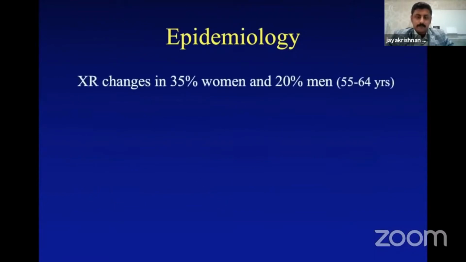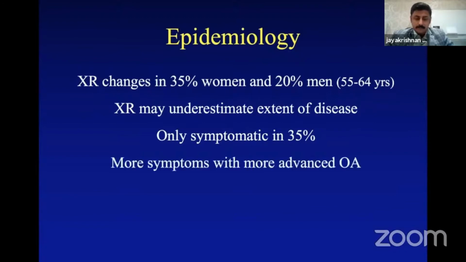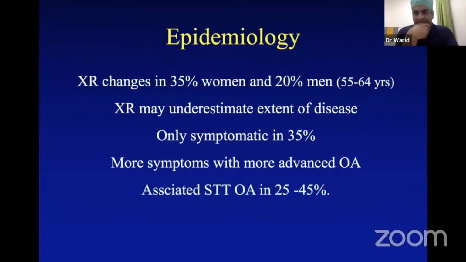In summary, X-ray changes are seen in 1 in 3 middle-aged women and 1 in 5 men. X-ray may underestimate the severity of disease. Only around 1/3 of patients with radiographic changes are symptomatic. Symptoms are more common in those with severe X-ray changes, and scaphotrapezial arthritis is seen in around 1/3 of cases.